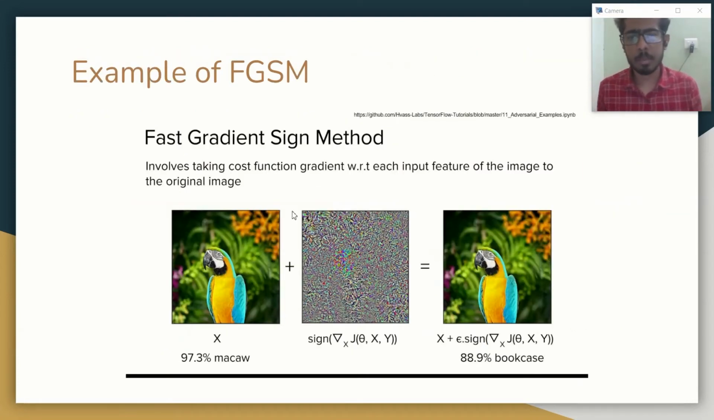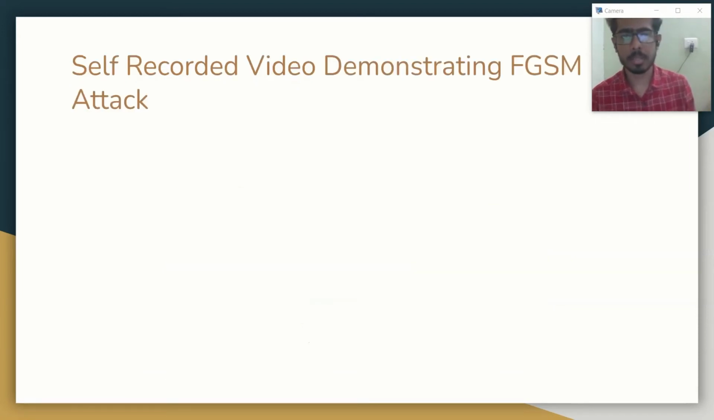Here as an example, the FGSM model, a pre-trained model, could properly identify this as a macaw with a 97.3% confidence. However, after adding a perturbation, which is the output of the FGSM, you can see that a completely different class, a bookcase, is being identified. But still, to the human eye, both look like macaws. So that is the power of FGSM.